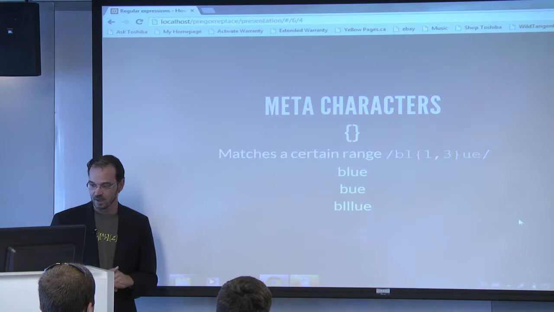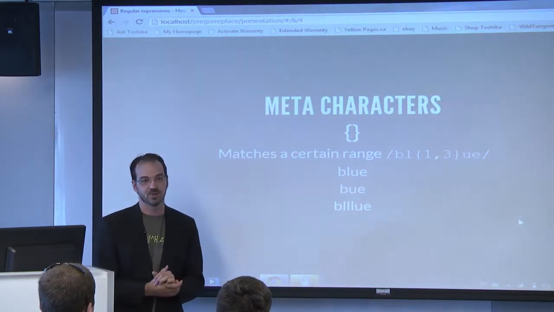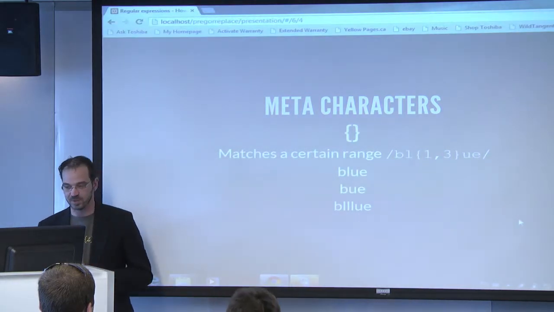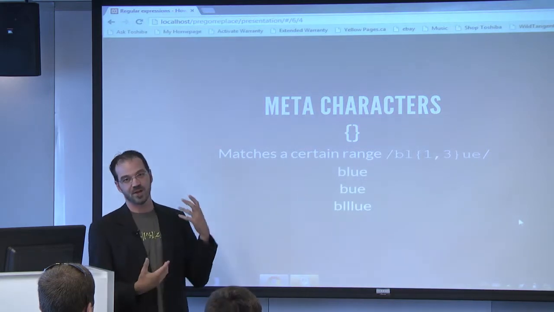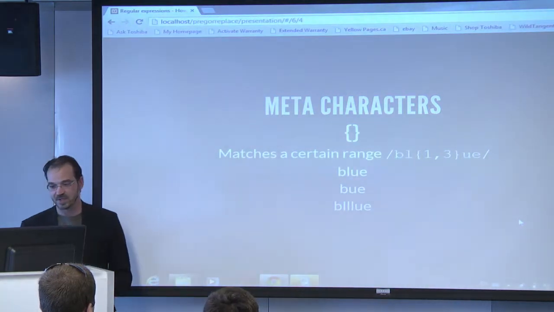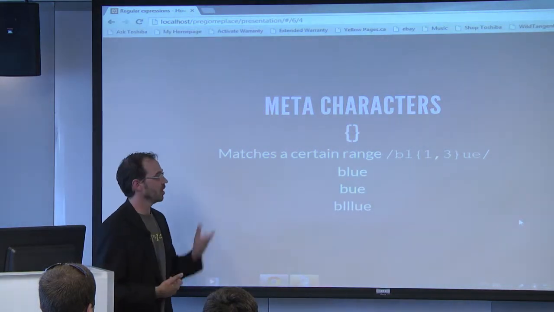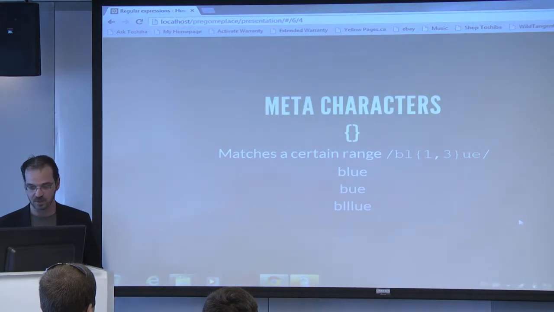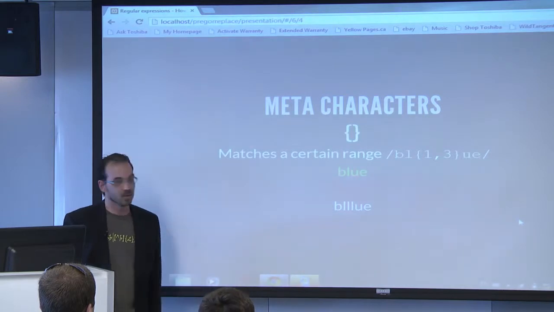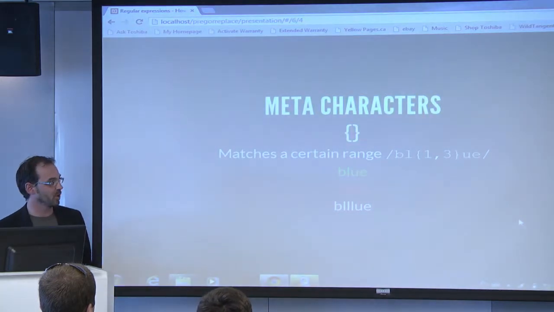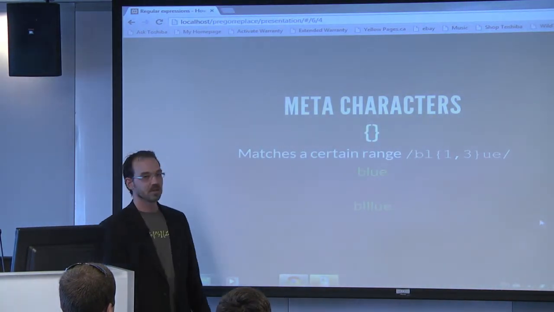Now we also have the curly brackets that are often used. Curly brackets are used for an interval. So basically, it's the same thing that we've been seeing, just the number of instances of a specific character. But in this case, you specify the number that you want. So in this case, I said I want either 1, 2, or 3, so an interval between 1 and 3 of the letter L. Let's go back through the same examples once again. BLUE, it matches. BUE doesn't match this time, because I wanted at least one. And BLLUE, there's two L's in there, so it matches.